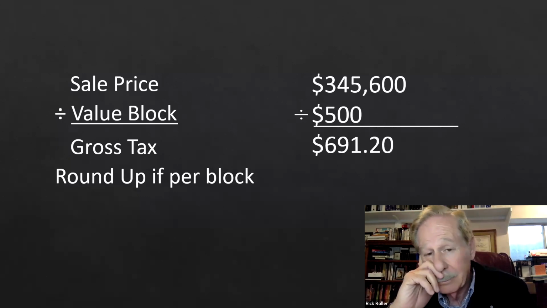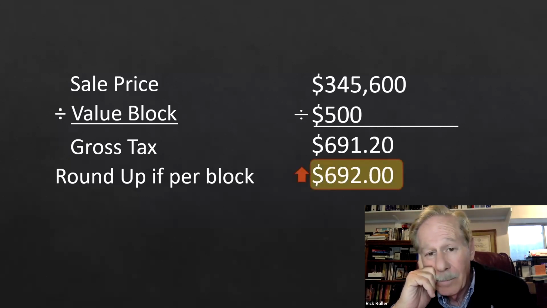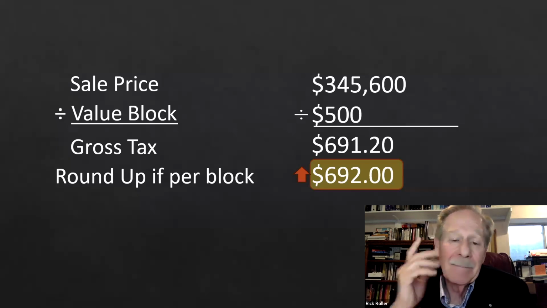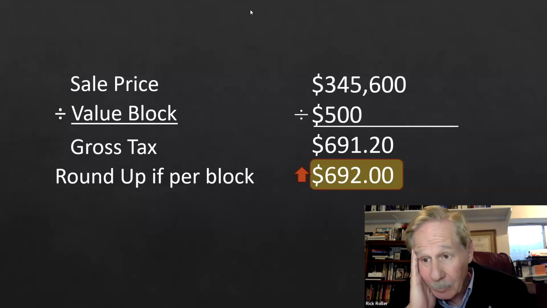So we're going to write it, so we're going to round it off as 692. $1 per 500. But we're going to round it up.